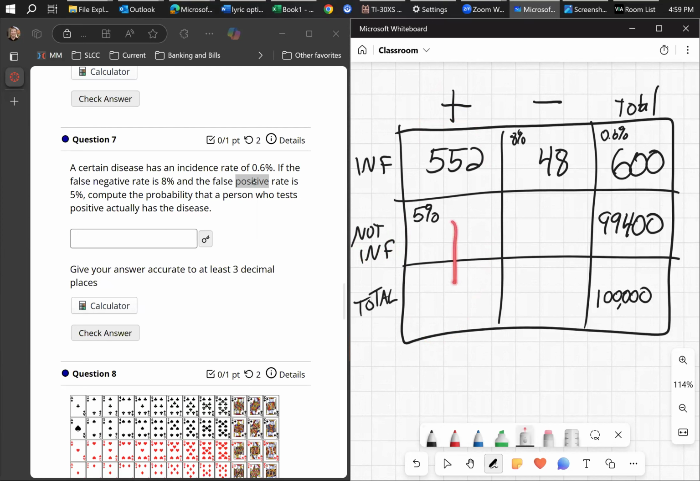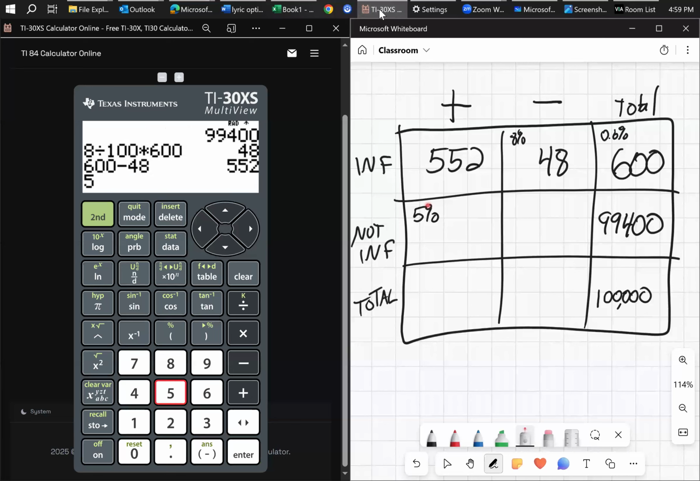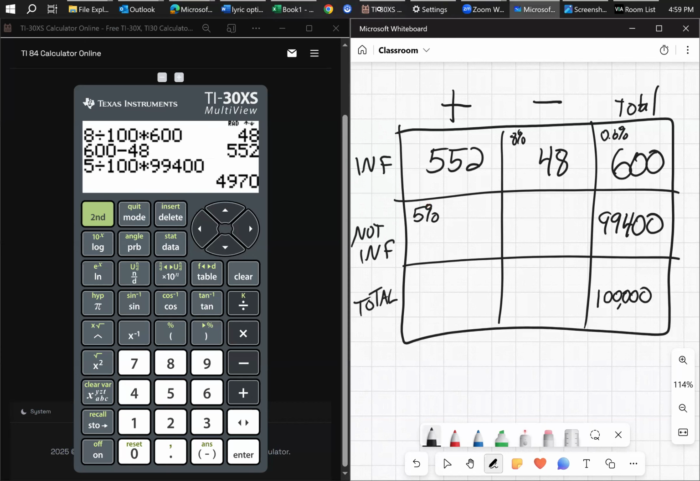Okay, do we have a total? No. Do we have a total? Yes. We can apply that percent to the total. Let's see what we get. 5% times 99,400. This is how many false positives there were. 4,970. That's a lot of people that were not infected, and 5% of them is still a pretty good number of people.